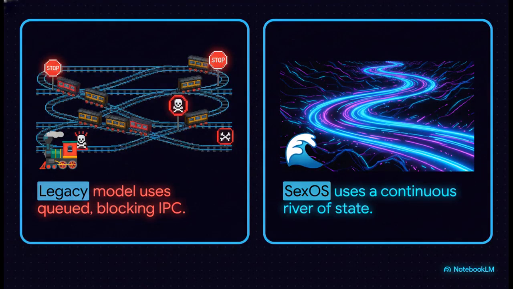So legacy systems basically choke on these client-server buffer negotiations. They rely heavily on bloated compositors and blocking communication. But Sexos cures this by replacing that jammed-up queued train with a continuous river of state. Instead of all these programs arguing over who gets to draw next, it's just a pure, predictable flow. It uses a causal execution machine. That means zero negotiation, just a discrete, totally uncompromising projection of the current state.